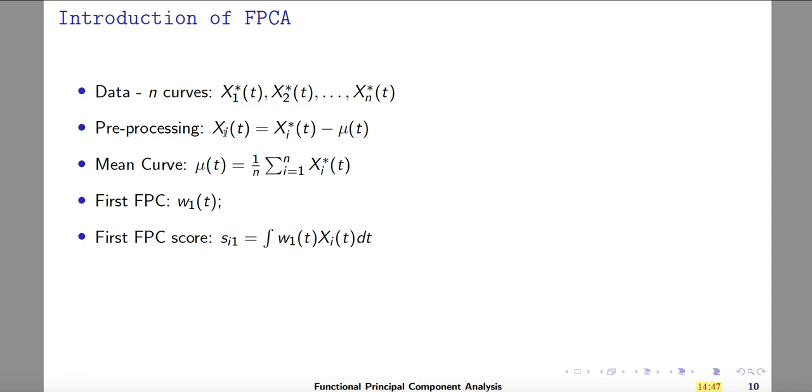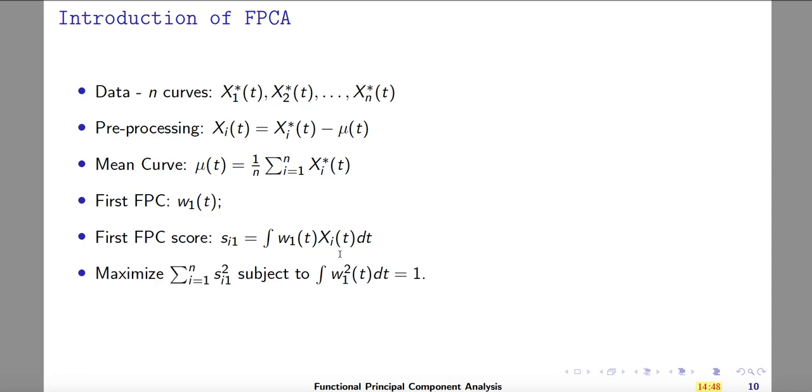Here I denote the first FPC as w_1(t). After we get w_1(t), we can calculate the score of the first FPC as the integral of w_1(t) times x_i(t) dt. This is denoted as s_i1. You can understand that in the functional space, this integral is the inner product of w_1(t) and x_i(t). So this is the first FPC score.